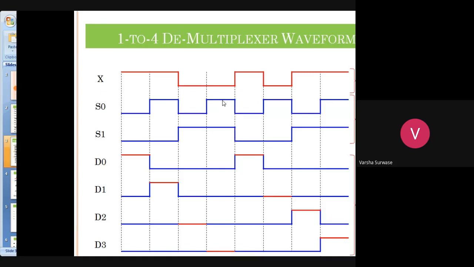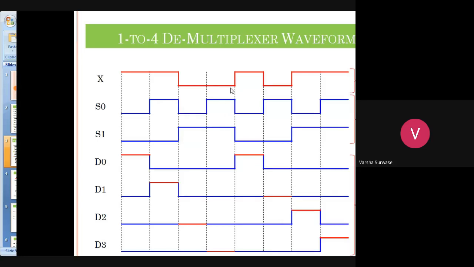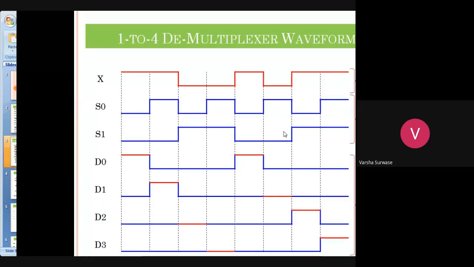Like this, when the select lines are 1 1, and the input is 0, the D3 will be 0. Like that, you will get all the outputs depending on the select lines. You will get the input data and the output. So is this clear?